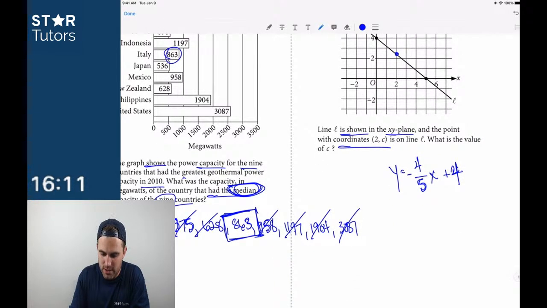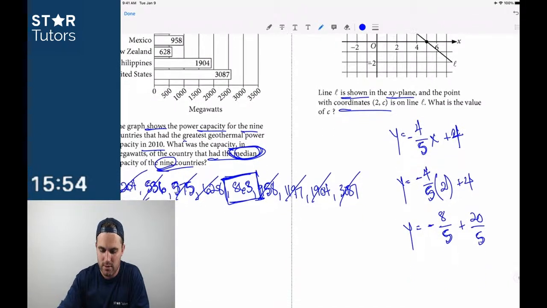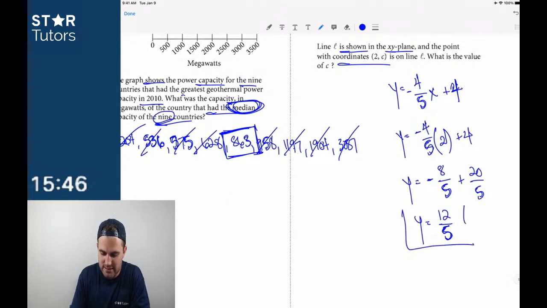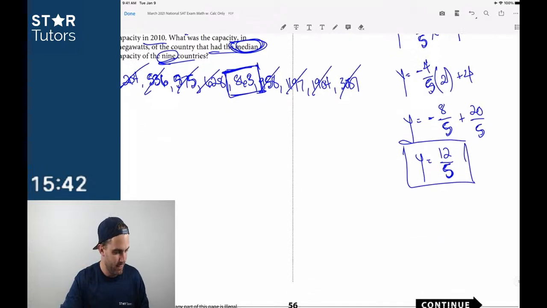Rise over run, right? And then we're just going to plug in 2, so y is equal to negative 4 over 5 times 2 plus 4. Y equals negative 8/5. I'm going to convert this into fifths, plus 20/5, which is equal to 4. So y equals 12 over 5, or c. C equals 12 over 5, but they're just throwing that c variable in to try to confuse you. So don't let them.